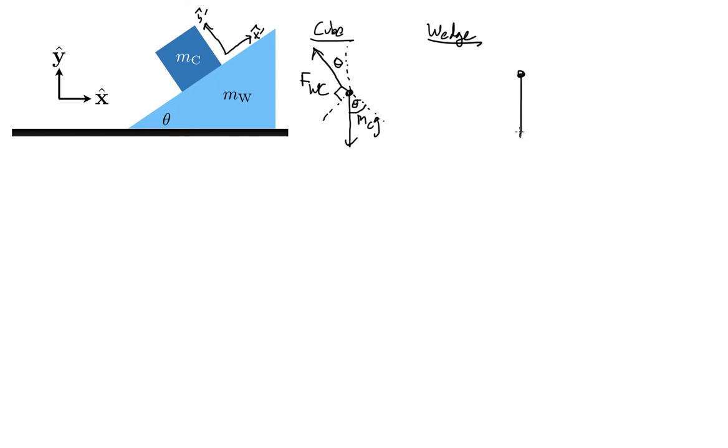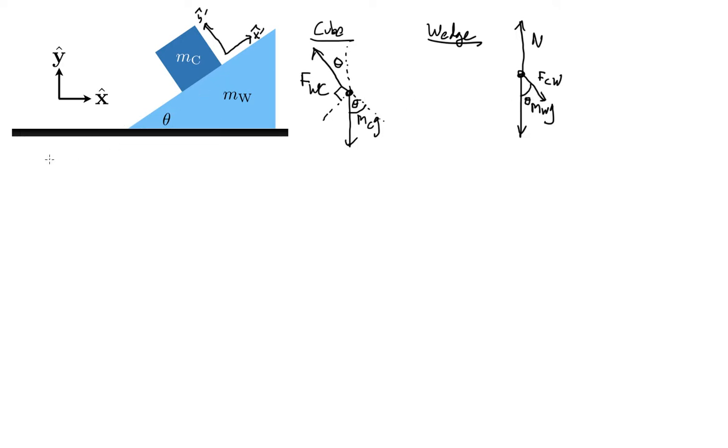Got a wedge here, it's got a weight. It's got a normal force that pushes up, keeps it from falling through the table. And we have the equal and opposite force here for the wedge on the cube. We have the force of the cube on the wedge. And as I've drawn it, that angle there is theta.